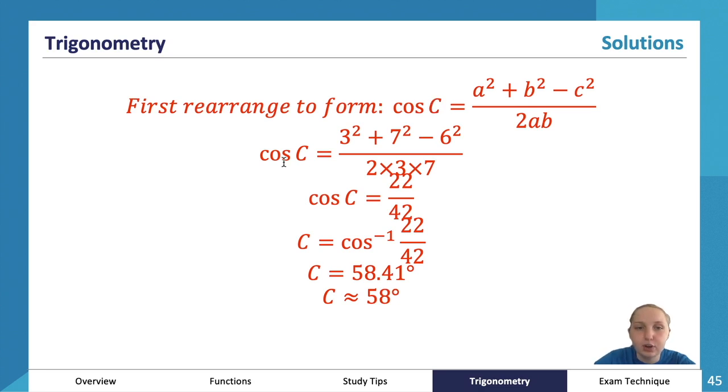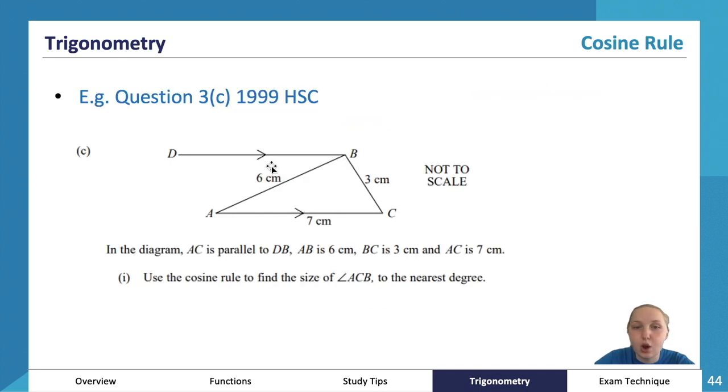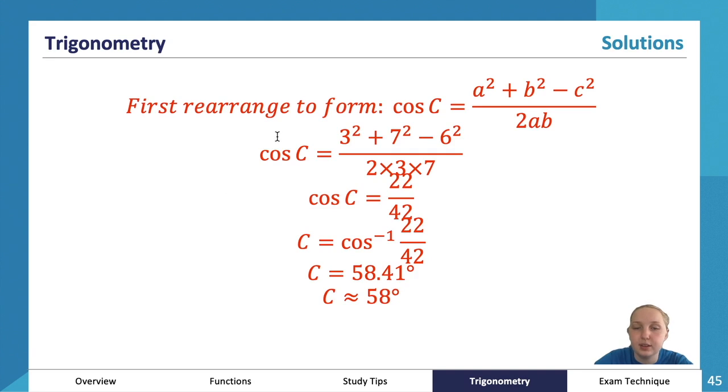So then we've got cos c equals 3 squared plus 7 squared minus 6 squared, making sure that whichever side you're subtracting is the one opposite the angle you're trying to find. We're trying to find this angle, so the side we are subtracting has to be the one opposite to that. So we get 3 squared plus 7 squared minus 6 squared over 2 times 3 times 7. So we'll get cos c is equal to 22 over 42.